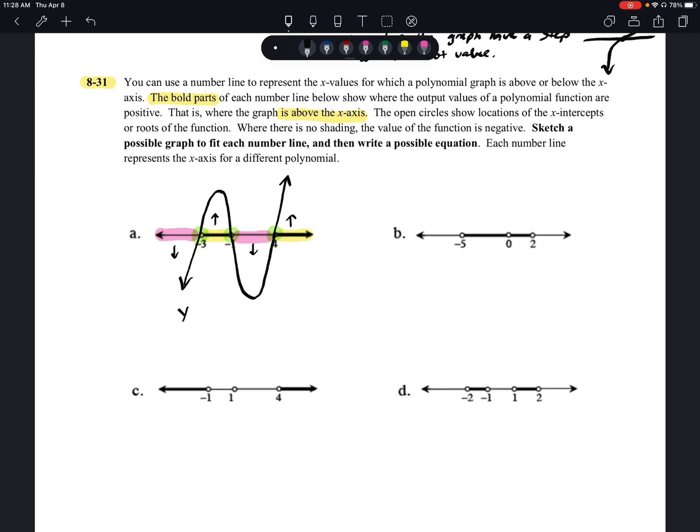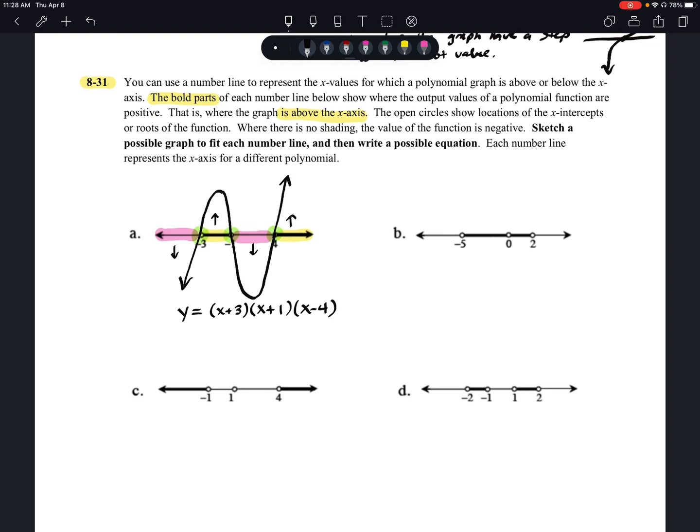This one should be y is equal to x plus 3 times the quantity of, I think that's an x minus 1, so that'd be x plus 1 times an x minus 4. All right, so if you understand what you're doing now, please feel free to pause it and try to do the rest of them and then come back and check it. Or if you're stuck, just listen along.